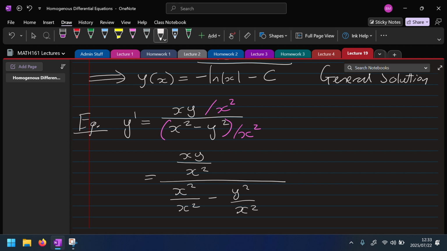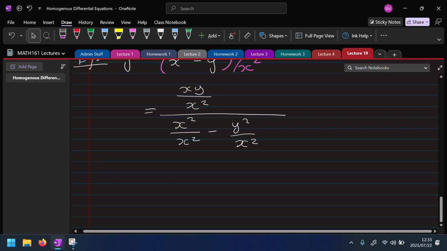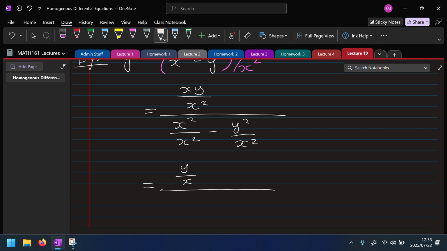Okay, so you should see what we're trying to do here. In the top, we have x at the top, x squared at the bottom. We're going to have an x left over at the bottom. Okay, so we have y over x. That's good. That's what we need. x squared over x squared, that's just going to be a 1. And y squared over x squared, we can write that as y over x and then the whole thing squared.